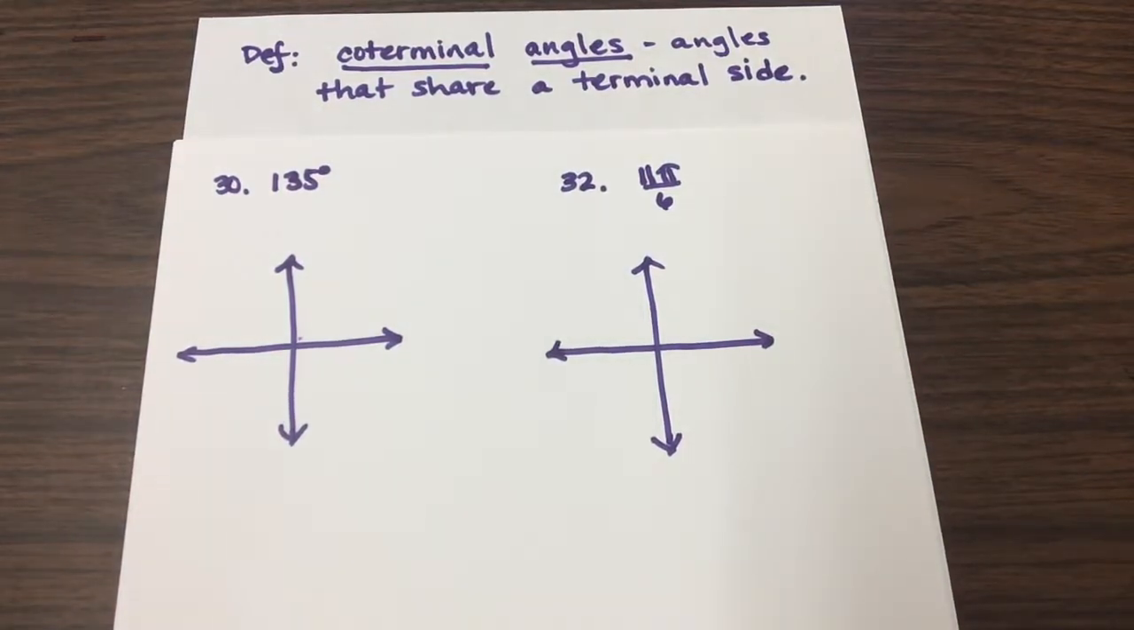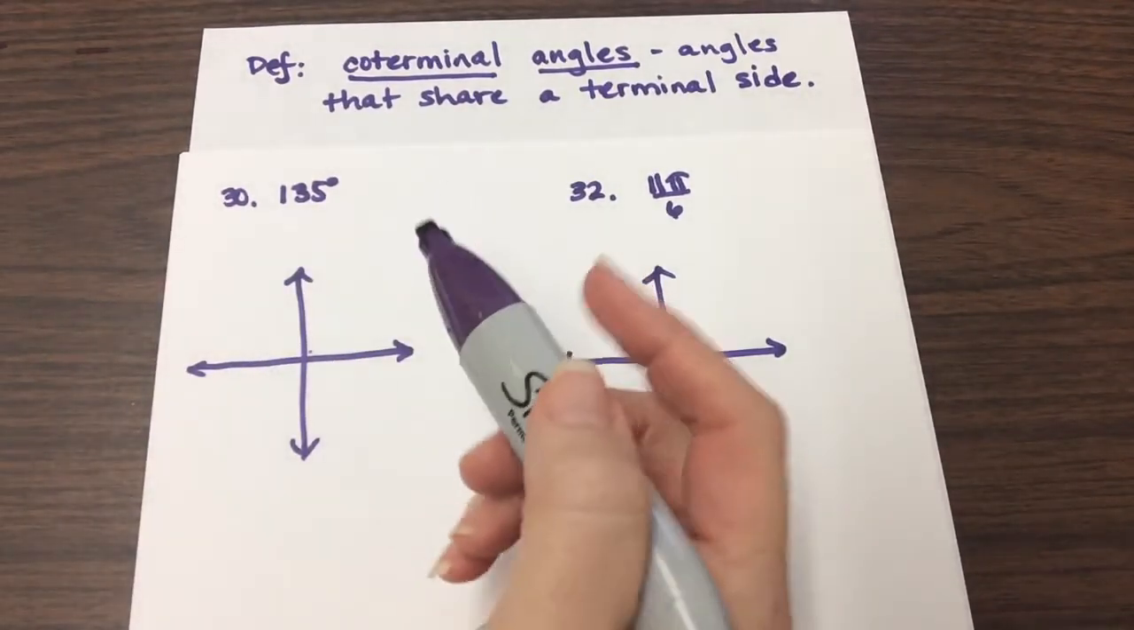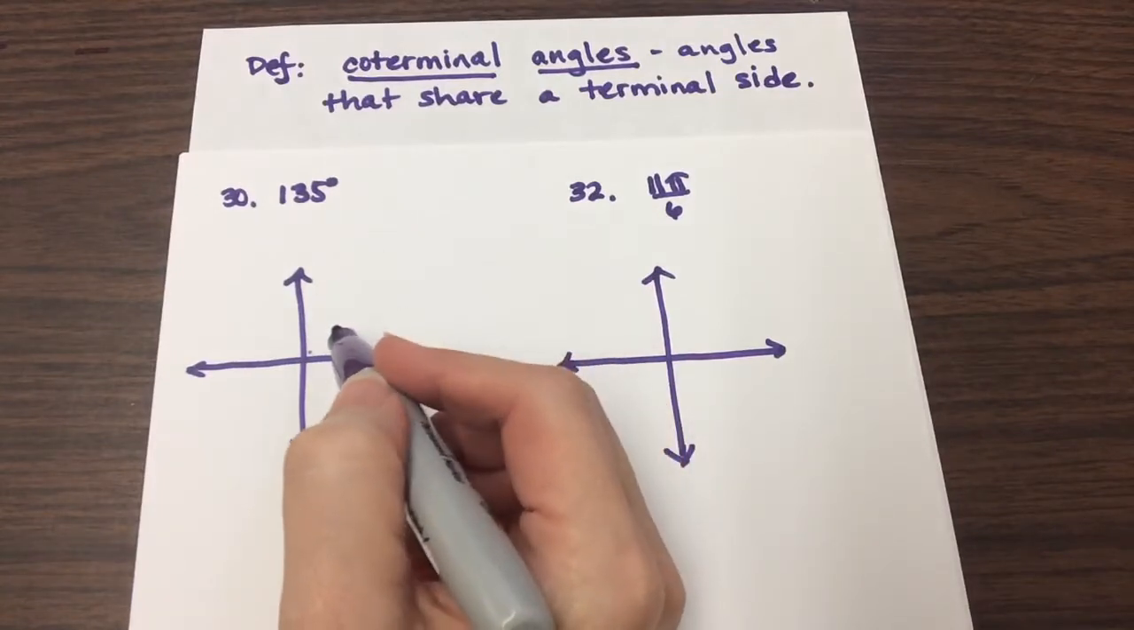Okay, here's an important definition. Coterminal angles are angles that share a terminal side. The exercises in your book ask you to find two positive coterminal angles and two negative coterminal angles of the given angle. So let's look at 135 degrees. And I'm going to draw a picture of this so you can visualize it, so hopefully it'll make sense.